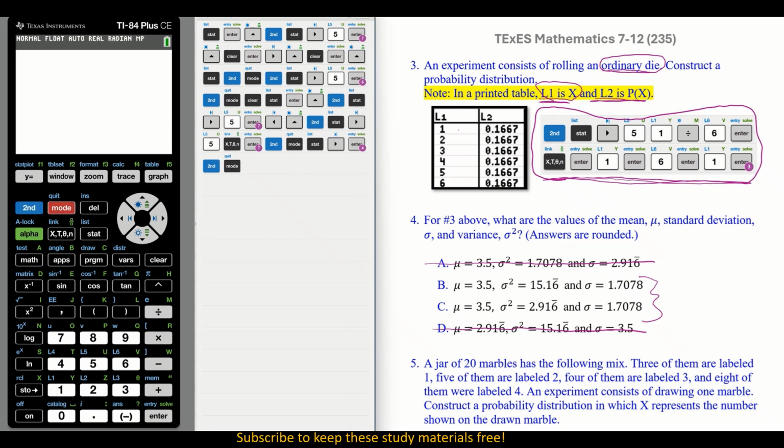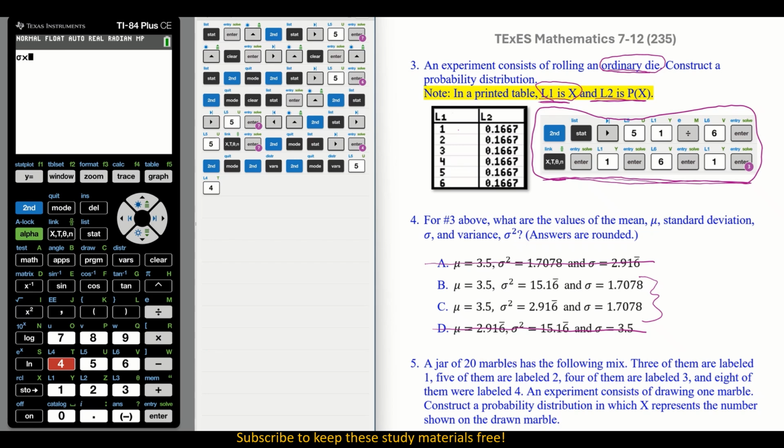Second mode, which is quit. Now we need to go to our second vars. Nope, I'm sorry. Just go to our vars. Sorry about that. Vars 5. Number 4, remember it's our number 4 there. That on our TI-84 is our sigma X. Okay, let's go ahead and just push enter.